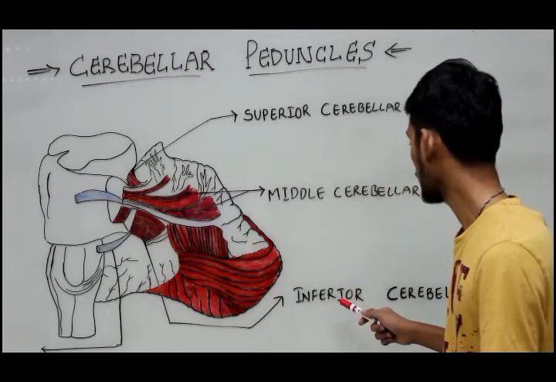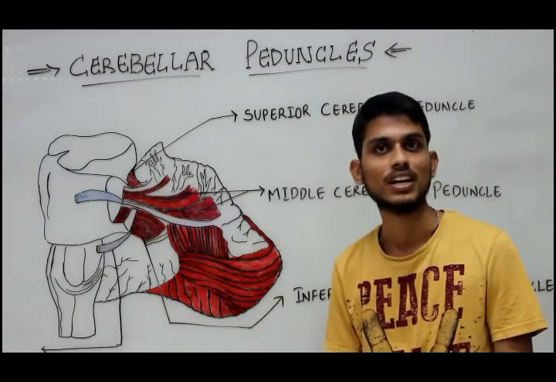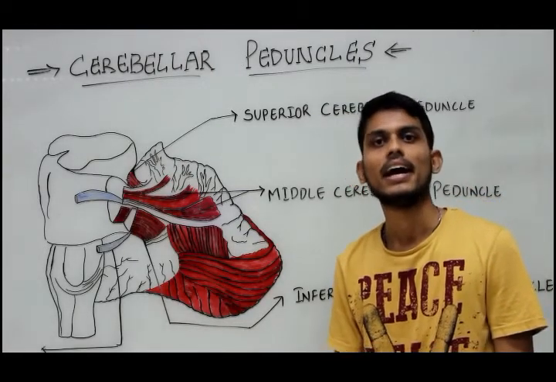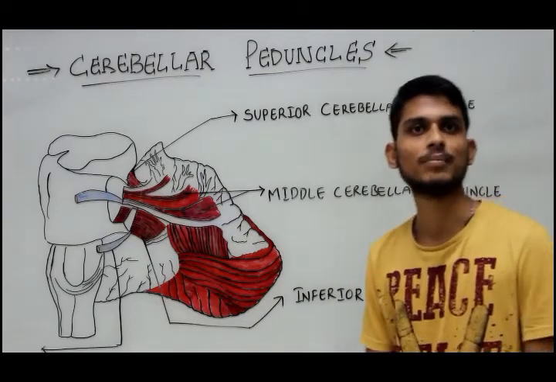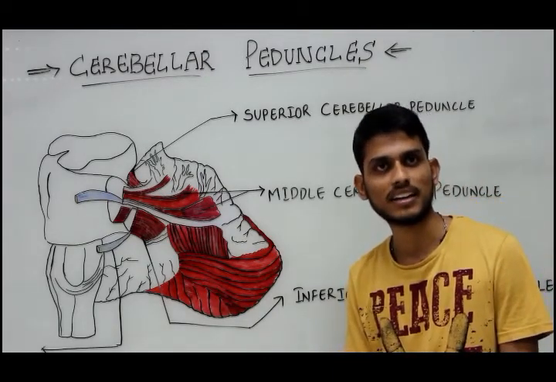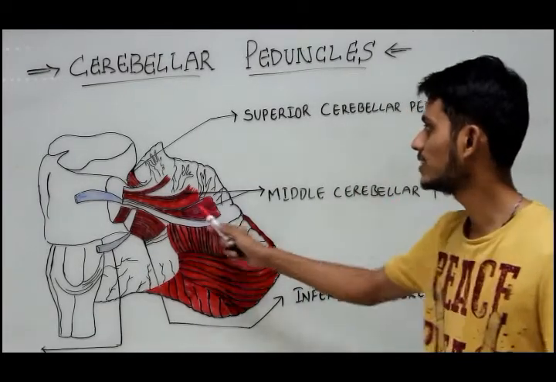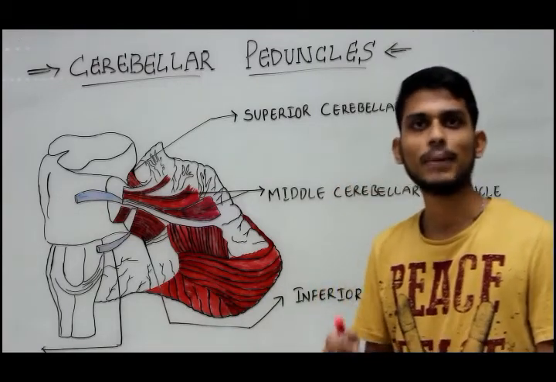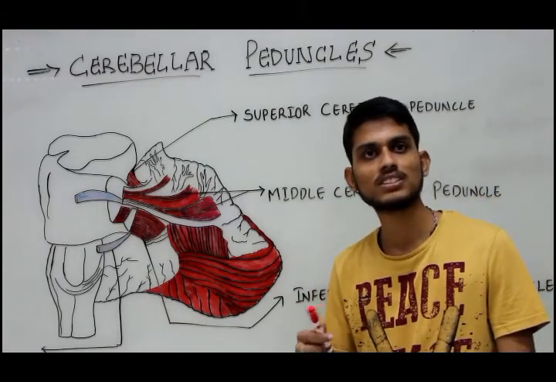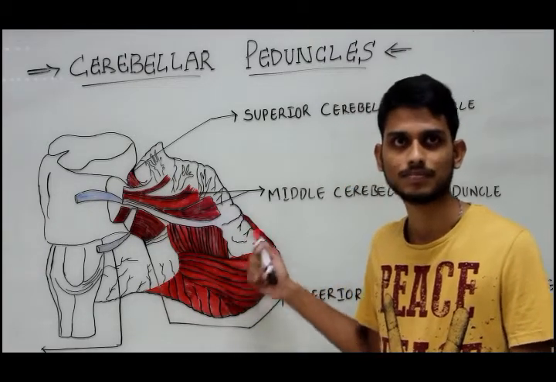The superior cerebellar peduncle is primarily carried out by efferent fibers from the cerebellar nuclei, and it also has afferent fibers from the spinocerebellar tract. Coming to the next, the middle cerebellar peduncle. The middle cerebellar peduncle is also called the brachium pontis. The afferent fibers are coming from the pontine nuclei.